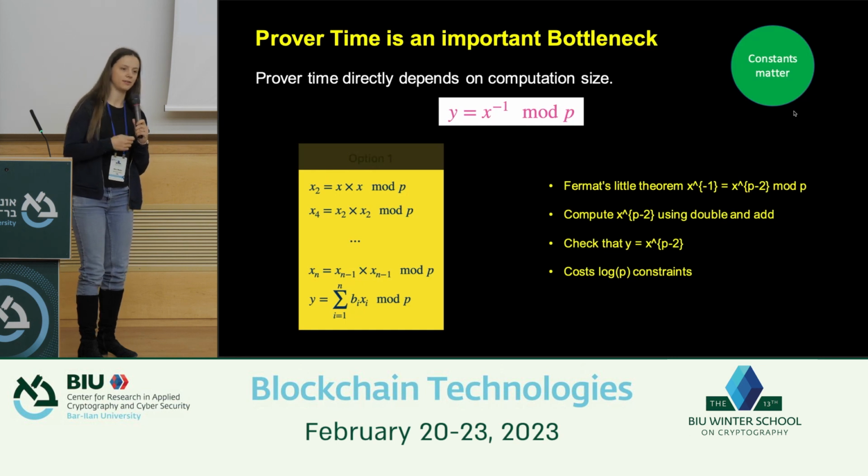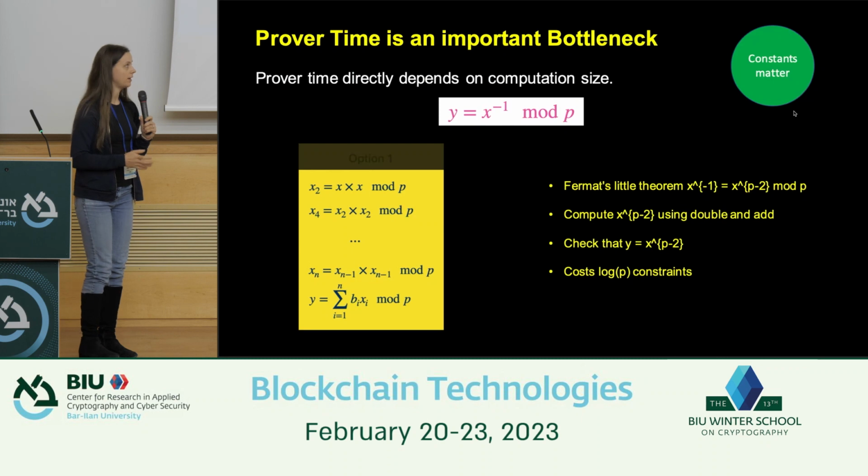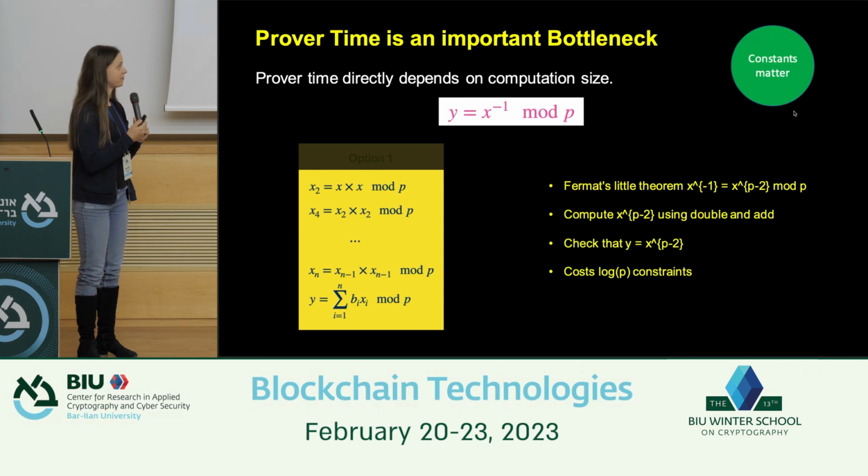We double it, then we add it if the bit is 1, and we don't add it if it's 0, and we keep doing that a logarithmic number of times. And at the end, we just check directly that y is equal to x to the power of p minus 2. And this is something that would cost a logarithmic number of constraints in the size of p.